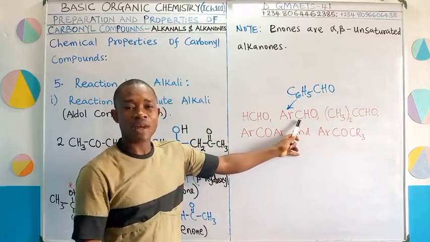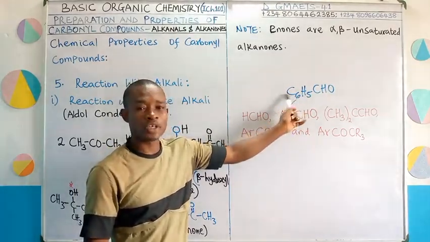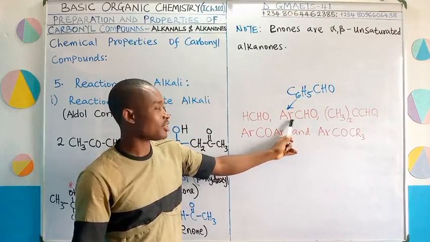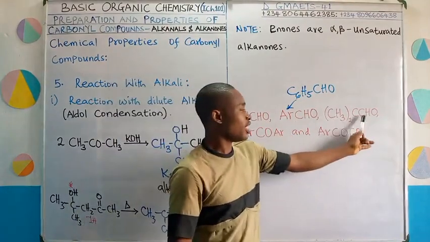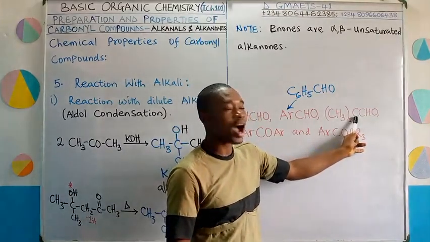Is there any alpha carbon? There is no alpha carbon. This is not an alpha carbon. This is a group on its own, phenyl. Is that okay? So it does not undergo Aldol condensation. If you move on to this, this is the carbon of the functional group. Now you have this as our alpha carbon.